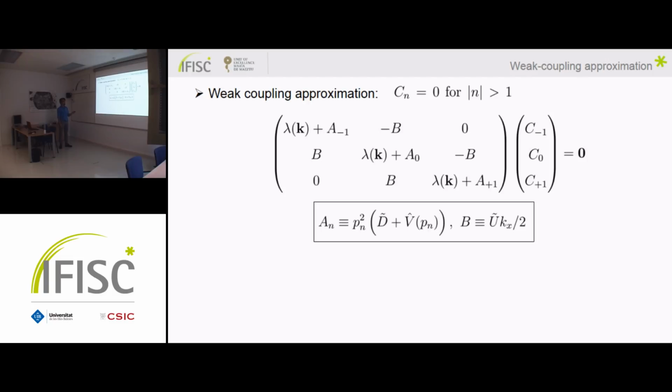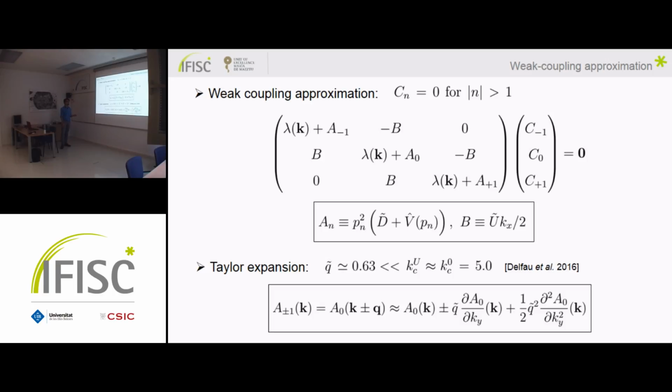Firstly, we are going to perform another approximation. In this case, noticing that the periodicity in our system is close to the periodicities that appear in the static case, we are going to assume that our critical wave vector for the pattern formation is around the critical value of the static case, that is known to be 5, and that is much greater than the referent intrinsic wave vector of the flow. This allows us to perform a Taylor expansion of the coefficient A plus or minus 1, that can be written as A0K plus minus Q.